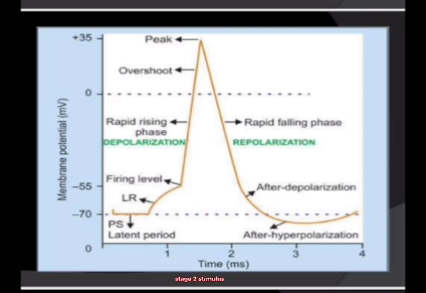Stage 2, stimulus activant. Should I spell it? Yes. Number 3 is the latent period. Okay? The latent period.